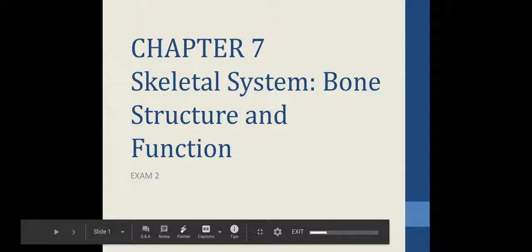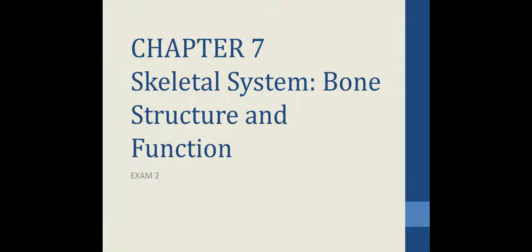Hey guys, we are looking today at chapter 7, which is all about the skeletal system, mostly the bone structure and its function. Our objectives mostly come from this chapter, but in lab you will go over the things that are in chapter 8 as you're looking at the different types of bones and where they are, the axial and appendicular skeleton, a lot more in depth.